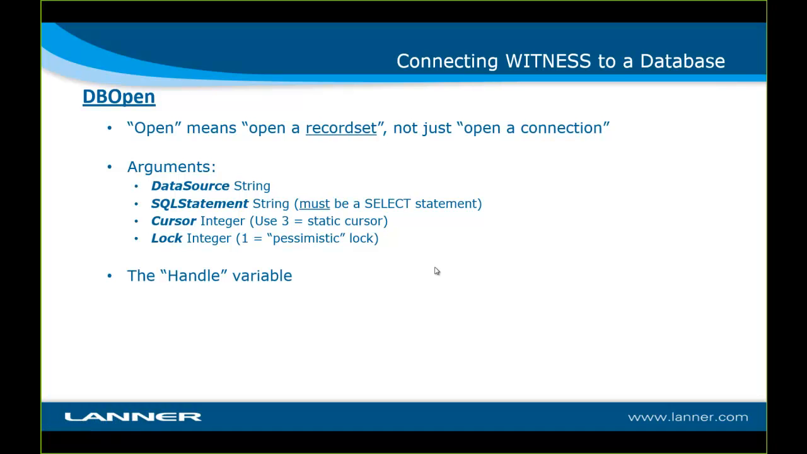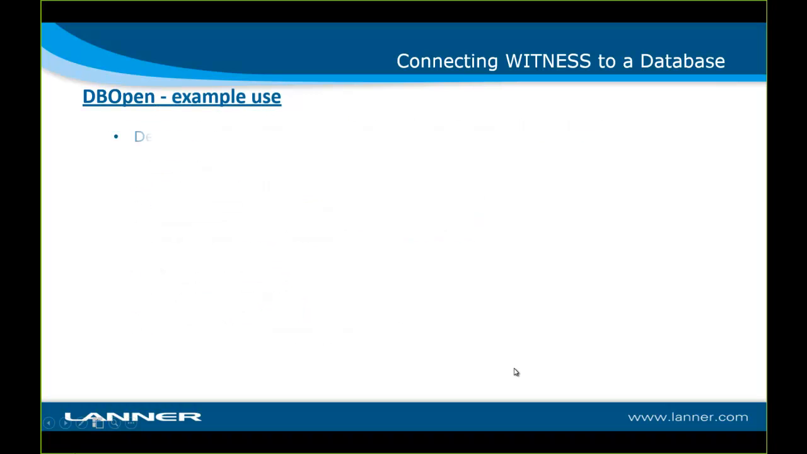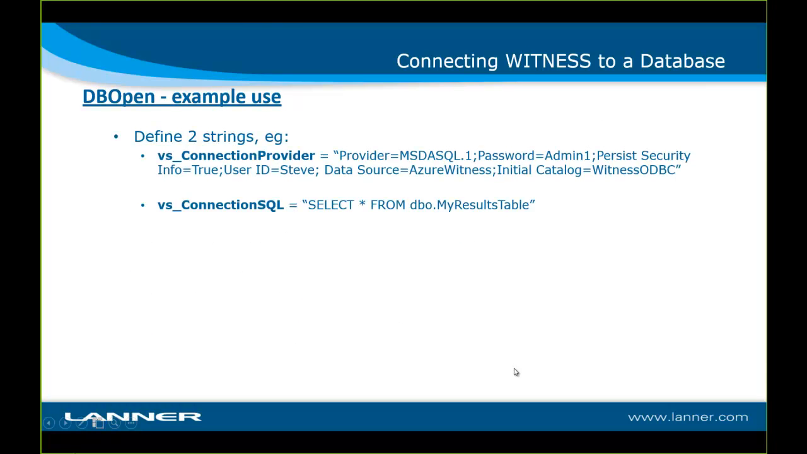The other feature of using DB open is the handle variable, which represents the record set. So once you have the handle variable set, you can use that as a reference for other database functions. It's returned by the DB open when it succeeds. If you get a 1 back, then that was a success. If you get a 0, then that was a failure to open a record set. So an example in use that I'll show you in a moment.